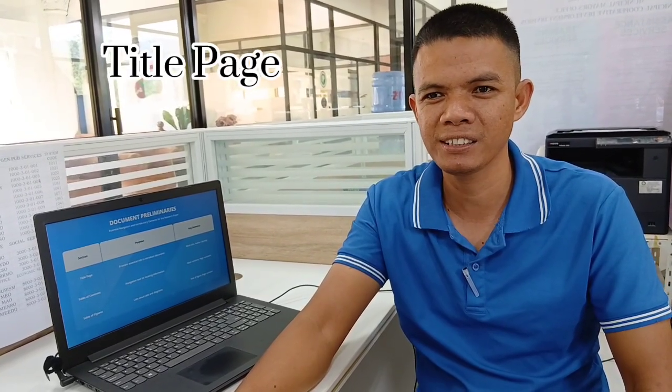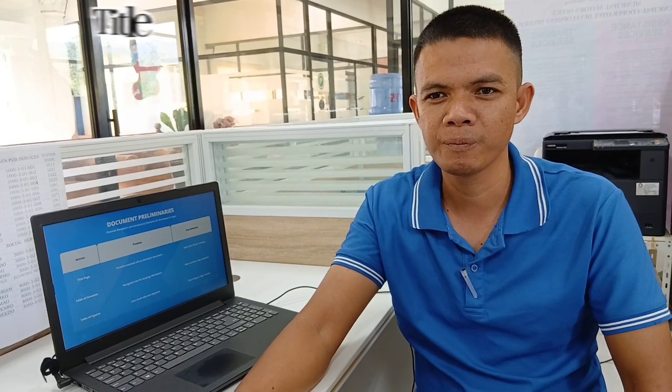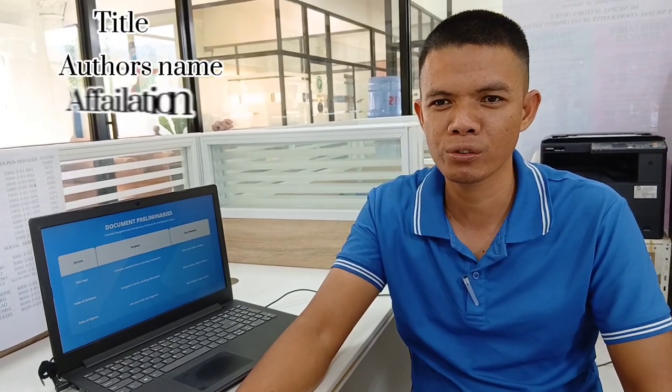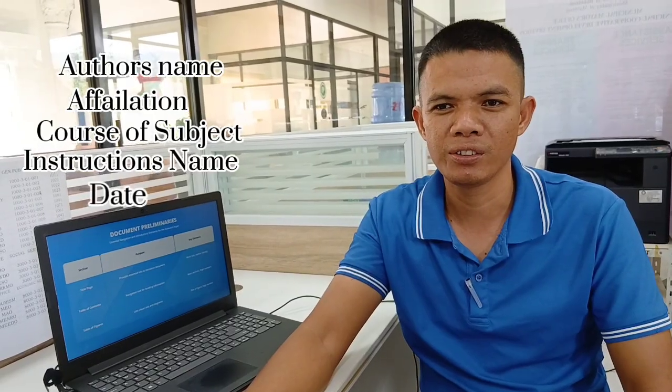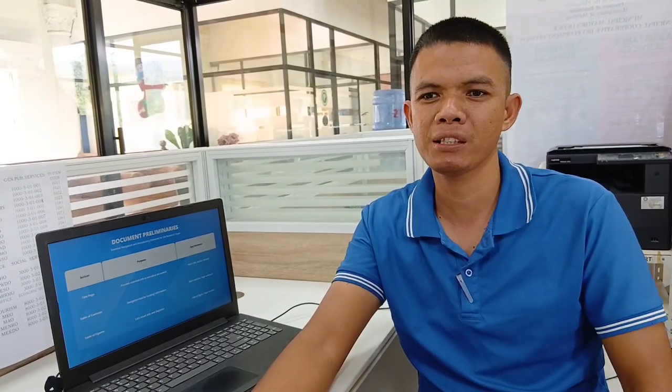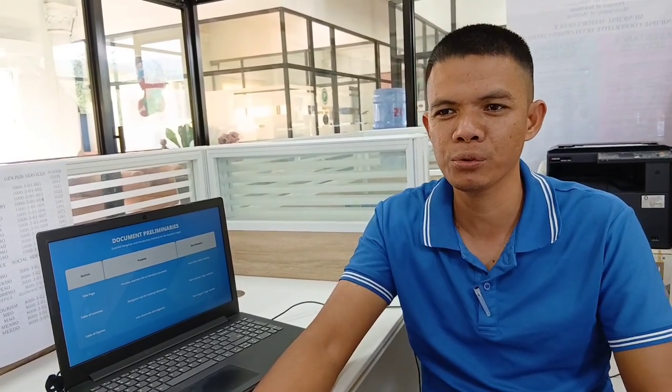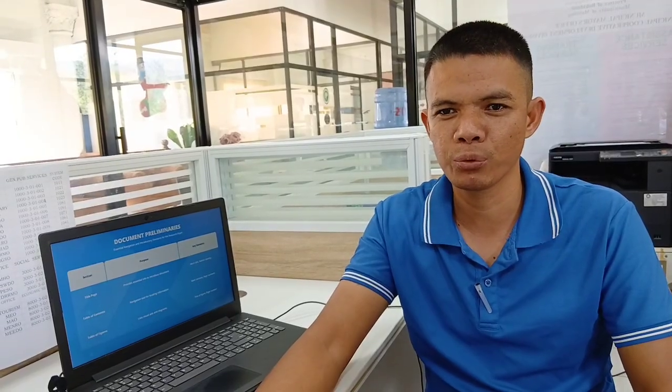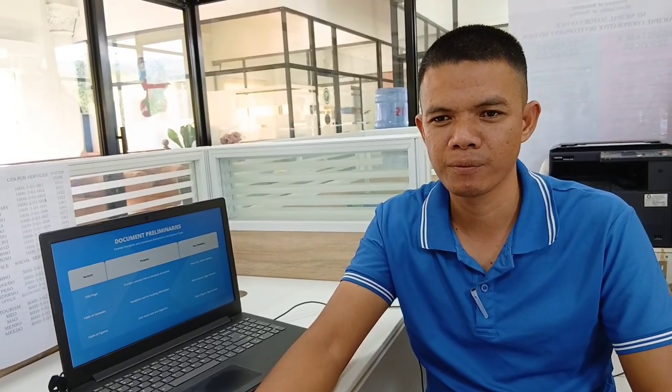Typically, a title page includes the title, author's name, affiliation, course or subject, instructor's name, or date. The exact format depends on the purpose and style guide being used. As for this research, we used APA 7.